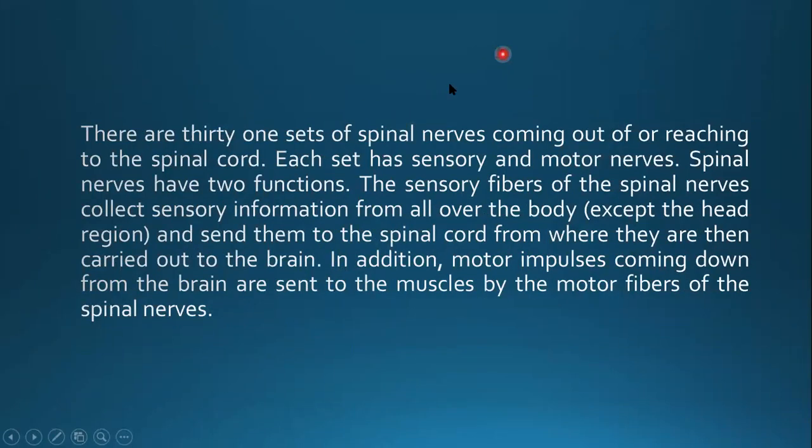Spinal nerves are the set of nerves which are connected out of the spinal cord. Earlier, cranial nerves are related to the brain, and spinal nerves are related to the spinal cord. Each set has sensory and motor nerves. Spinal nerves have two functions. The sensory fibers of the spinal nerves collect sensory information from all over the body except the head region. The head region is already connected to the cranial nerves.